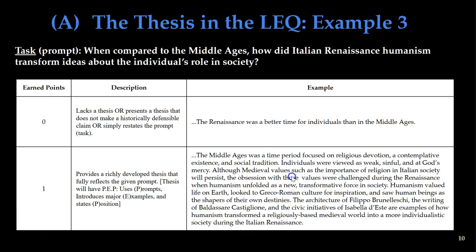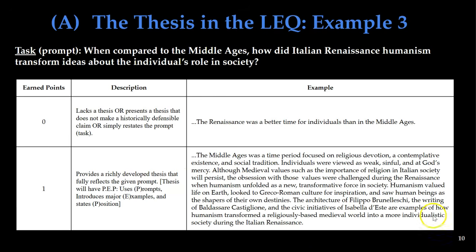All right, now we have a new prompt. Compared to the Middle Ages, how did the Italian Renaissance humanism transform the ideas about the individual's role in society? So here we have the incorrect. The Renaissance was a better time for individuals than the Middle Ages. So again, there's really nothing there. It's just kind of a generic rewording, throwing something, but it's super general. There's no specificity. We don't like it.